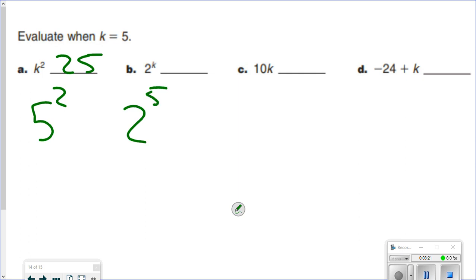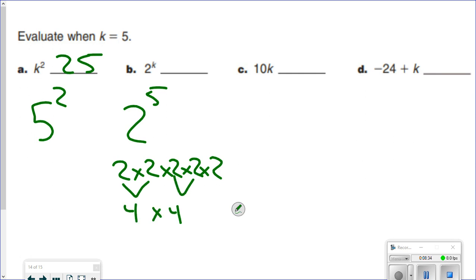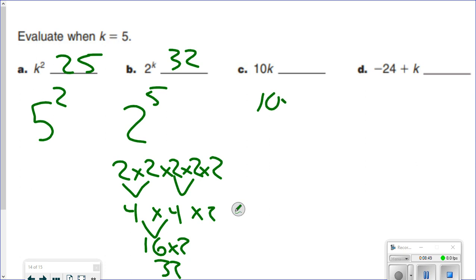What does that equal? Well, we know 2 times 2 times 2 times 2 times 2. I know 2 times 2 is 4. 2 times 2 is 4. Now we have a times 2 left over. 4 times 4 is 16 times 2. 16 times 2 is 32. 32 is my answer. 10 times k, which means 10 times 5, which is 50.